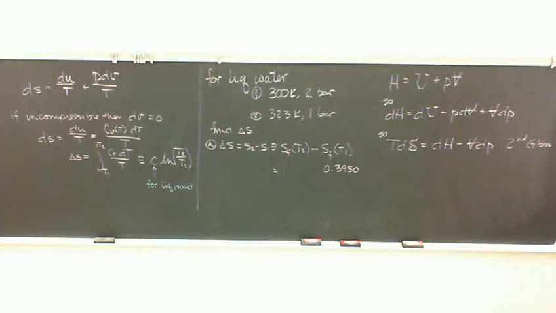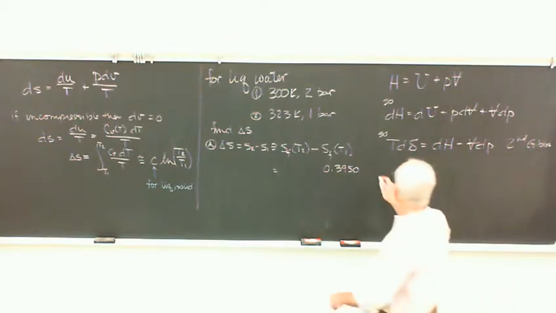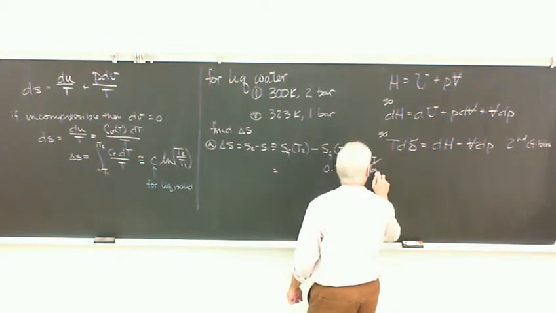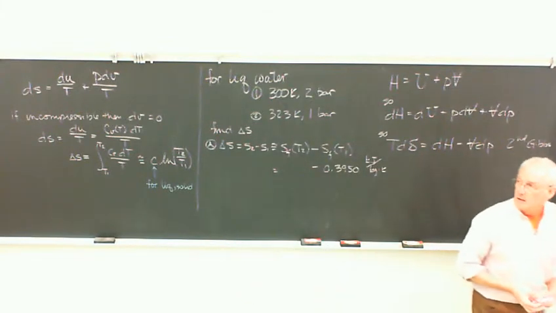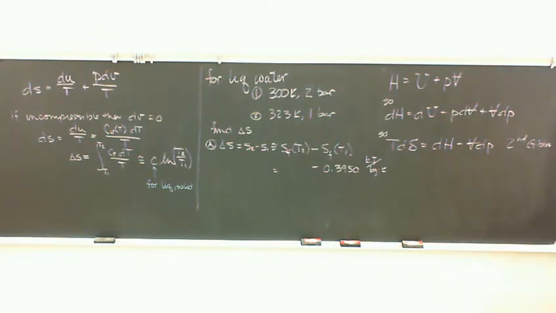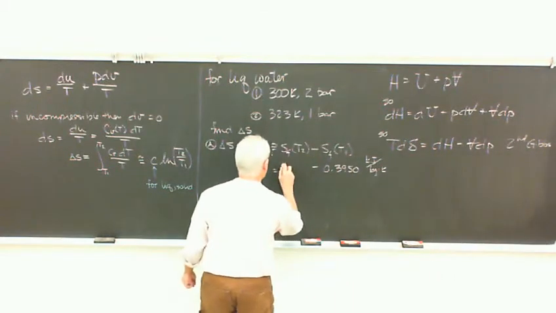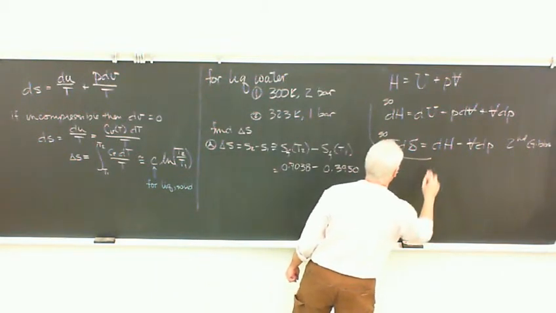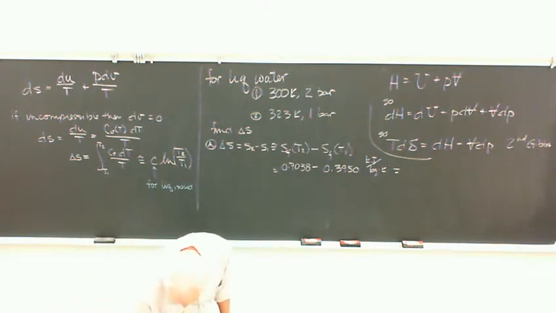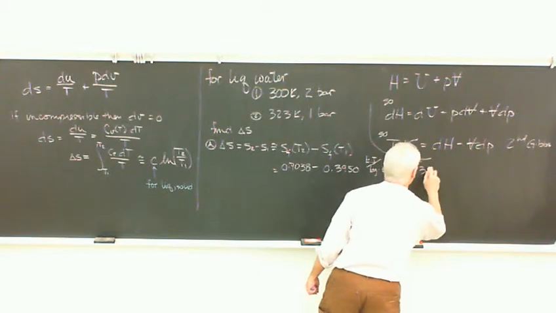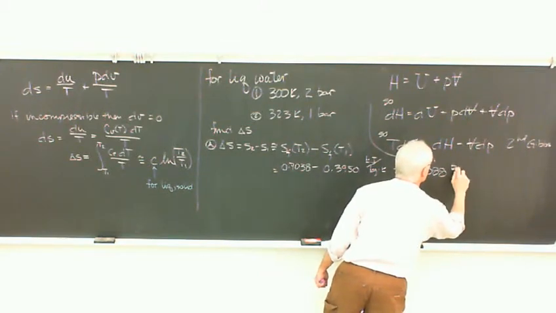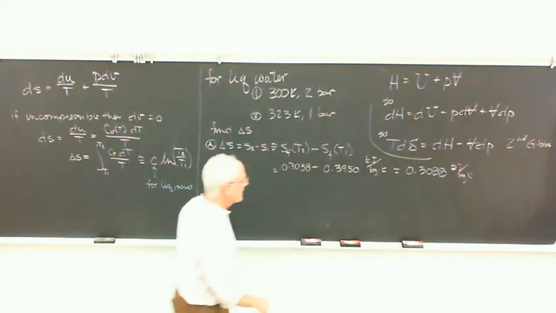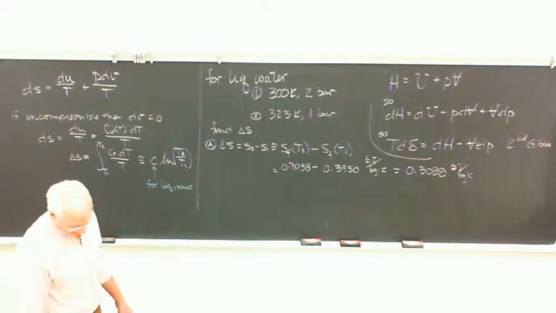So something like 3950, and remember the units are kilojoules per kilogram per degree K. Then for the other one, what is that, 50 degrees? And so you just use the 703, and that one's right out of the table. What's that come out to be? About 3088. So that's one way to do it.